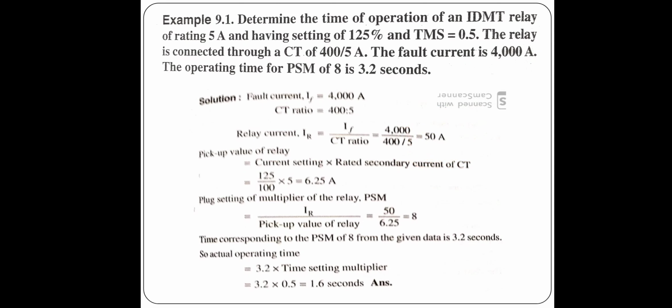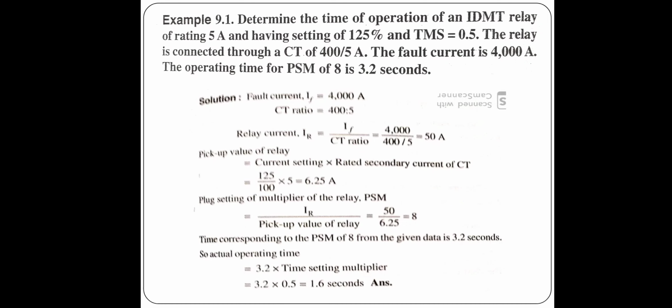If you want to find the value of current at which the relay operates, that is the pickup value of current, we use the formula current setting into rated secondary current of CT. By using the formula, we find the pickup value of current. Now we find the PSM. There are four different formulas, any one of which can be used. Here it is 50 upon 6.25, which gives 8.